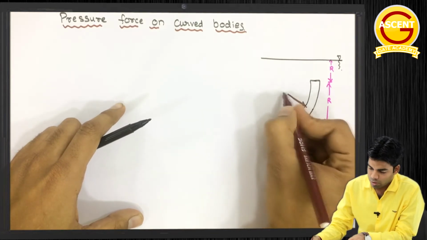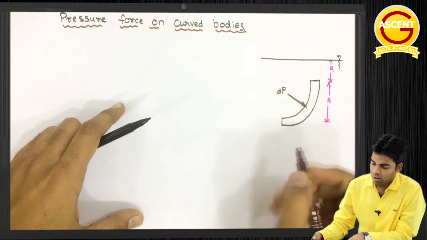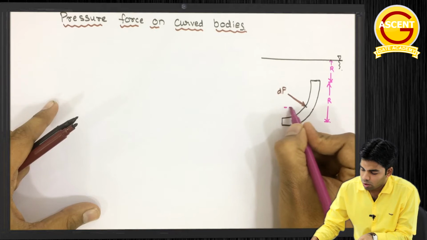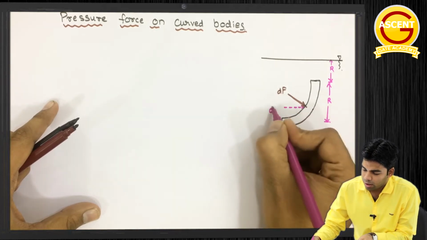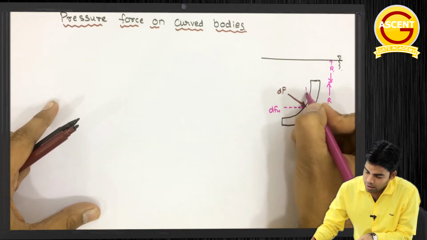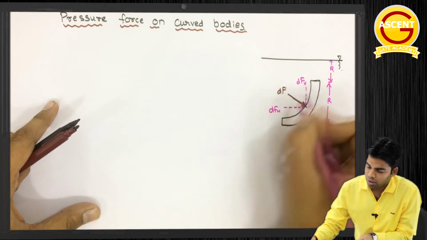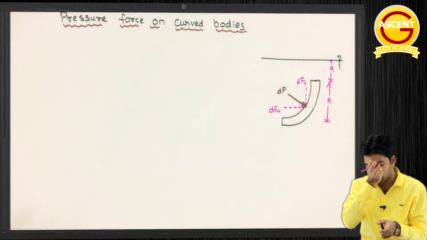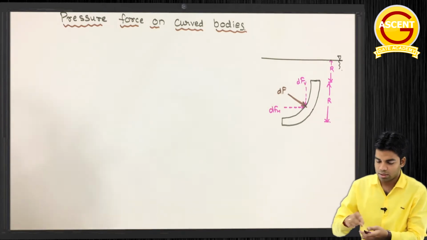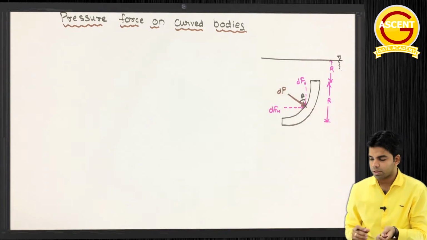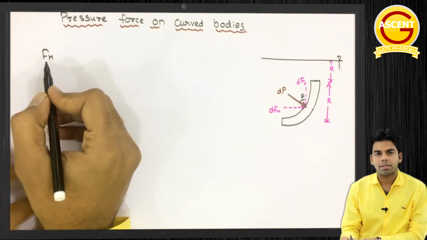Okay, so the pressure force acting here, at this point, suppose this pressure force is dF. This dF will have two components, as we know. First is the horizontal component dFh, and second is the vertical component dFv. We have to determine both components. Suppose this is acting at an angle of theta from here. Getting this? Okay, so first thing is to determine the horizontal component.